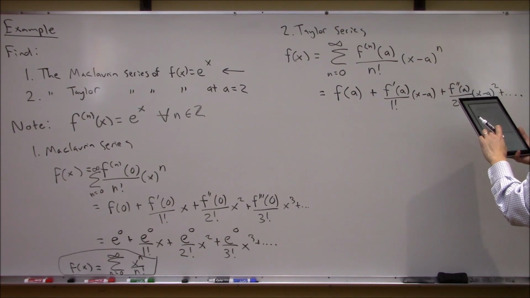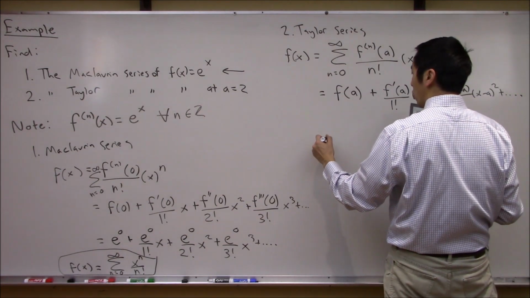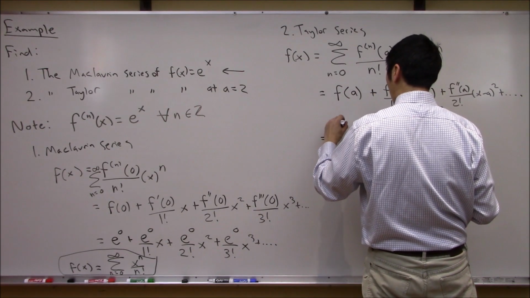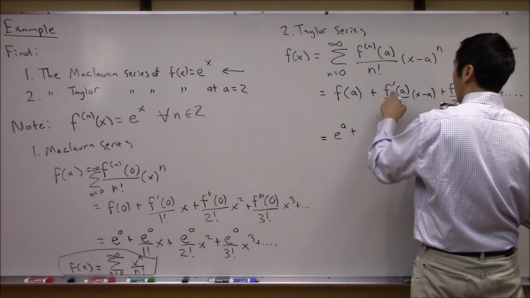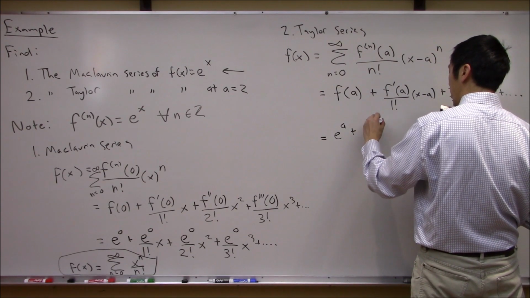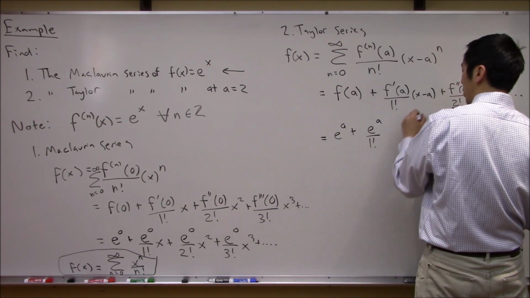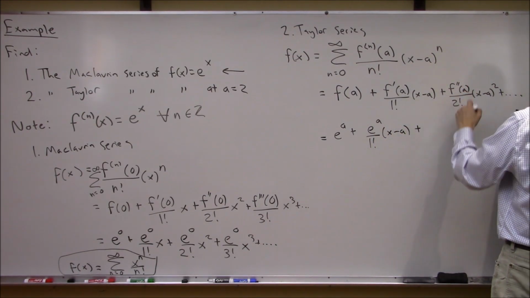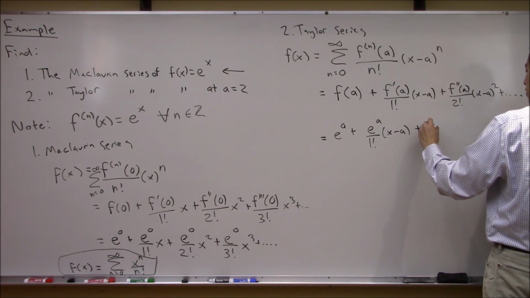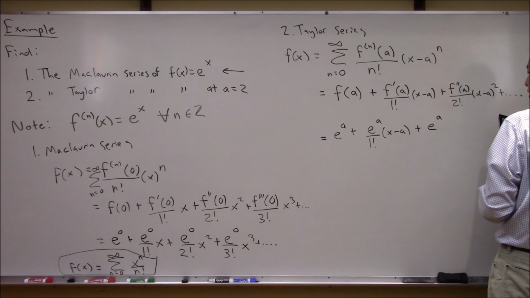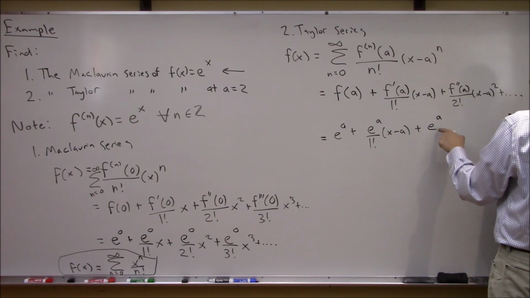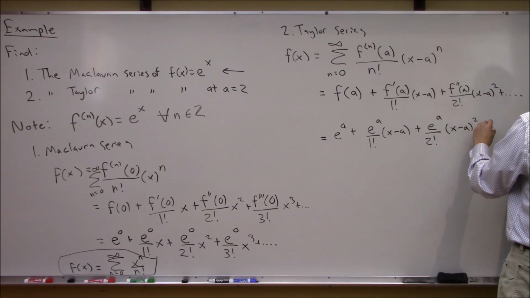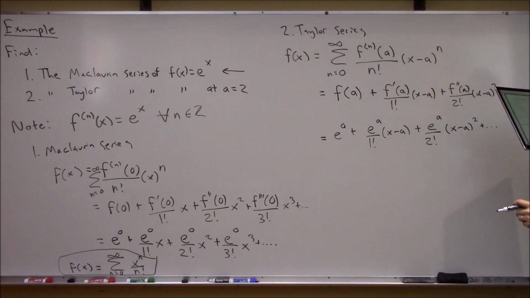Okay, so again, substituting in all of these values, the function evaluated at a is just e to the a, right? Plus, this guy right here, this is also e to the a all over 1 factorial times x minus a, right? Plus f prime prime at a. Again, the nice thing about our function f is its derivative is still just itself. So this f prime prime of a is just still e to the a all over 2 factorial x minus a squared plus yada yada. Keep this thing up for as many terms as you would like.